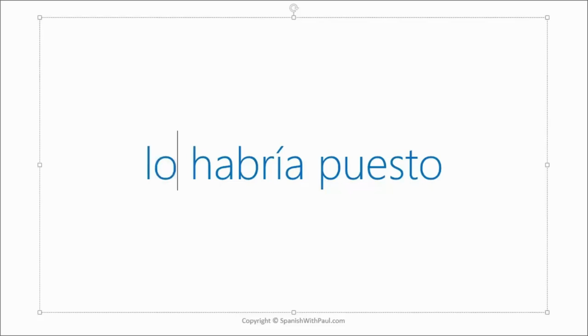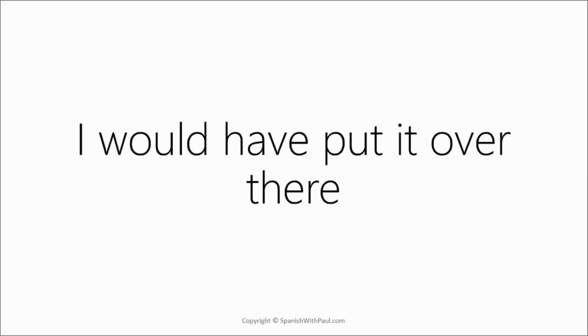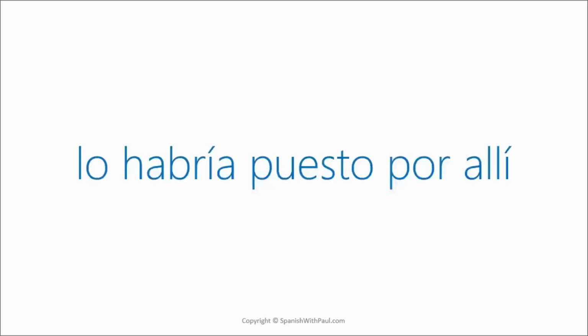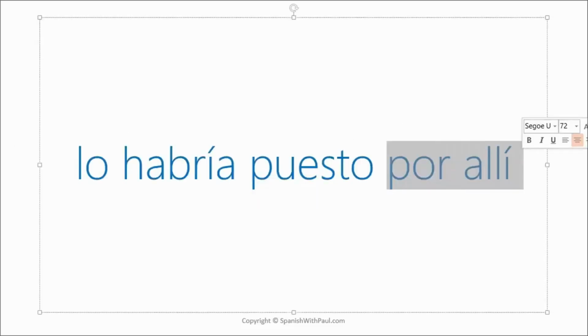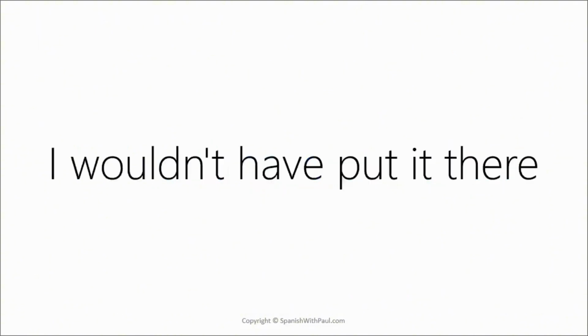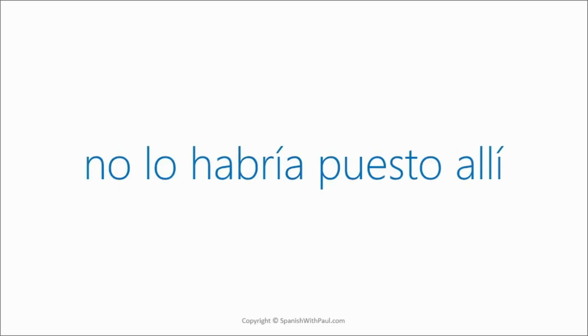How would you say, I would have put it over there? Lo habría puesto por allí. So por allí is over there. Lo habría puesto por allí. I wouldn't have put it there. No lo habría puesto allí.